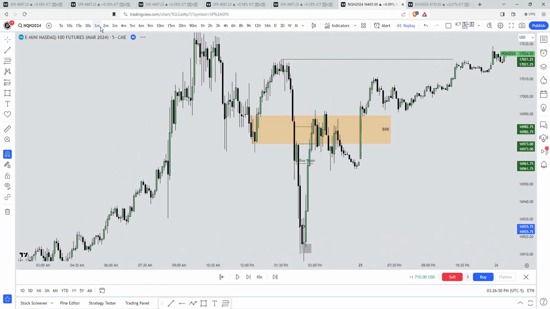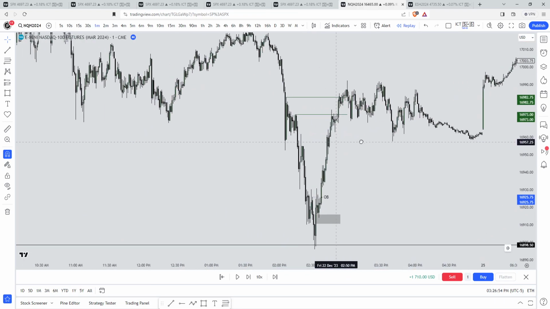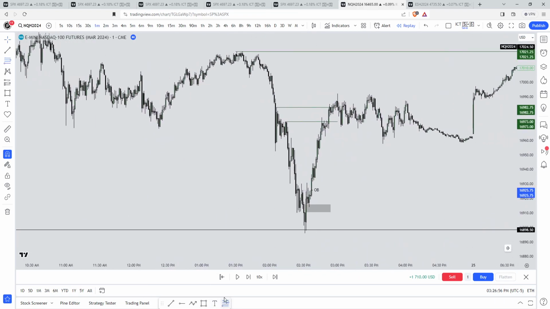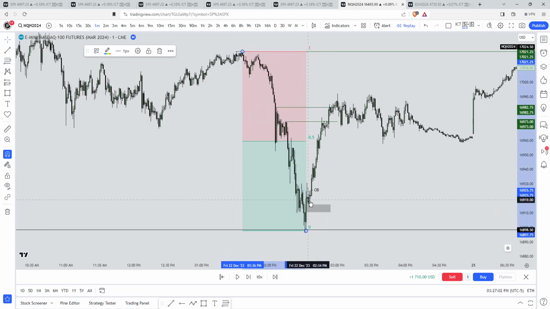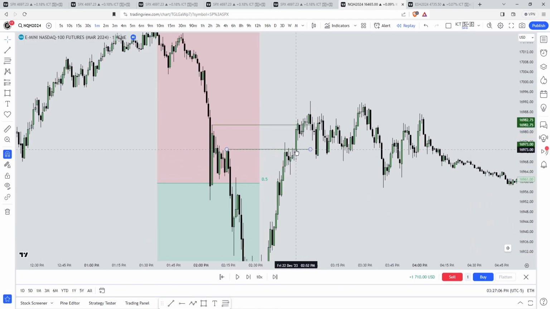What is another target, Dan? Well, what I could do is draw a fib from the inception of this move down. So this high really started that delivery lower. Draw it to the low of the order block, and I could target the first fair value gap in a premium, so above the 0.5 fib.